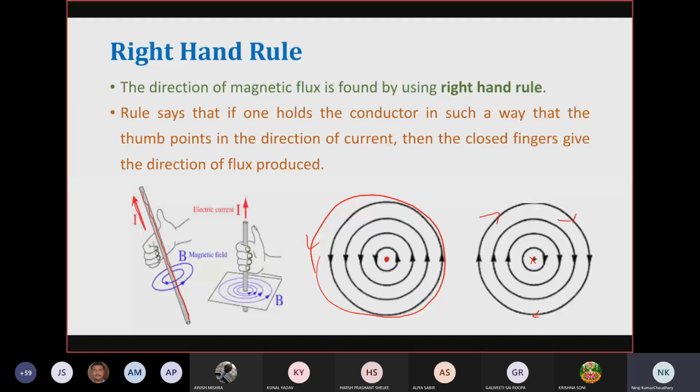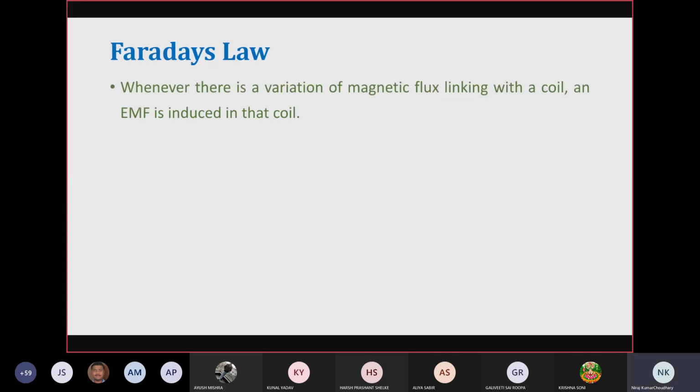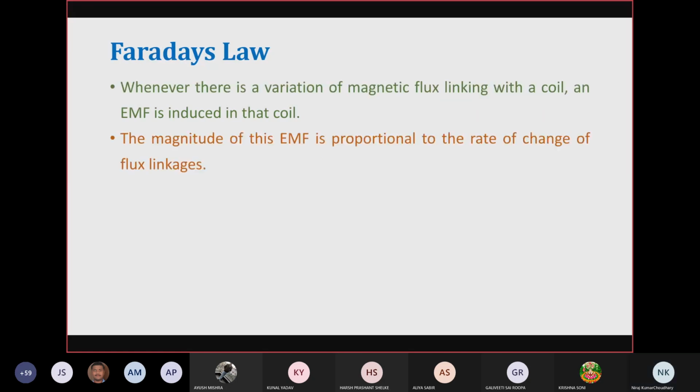This is very simple, you would have studied this in basic physics also. Now, the second law is Faraday's law of electromagnetic induction. Whenever there is a variation of magnetic flux linking a coil, an EMF is induced in that coil, so the magnitude of this EMF is proportional to the rate of change of flux linkage, means minus d phi by dt, it is directly proportional to d phi by dt.